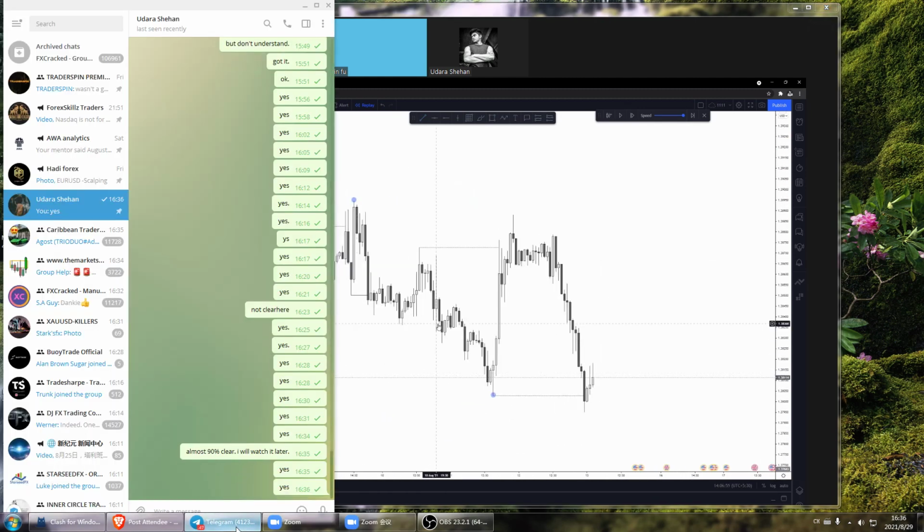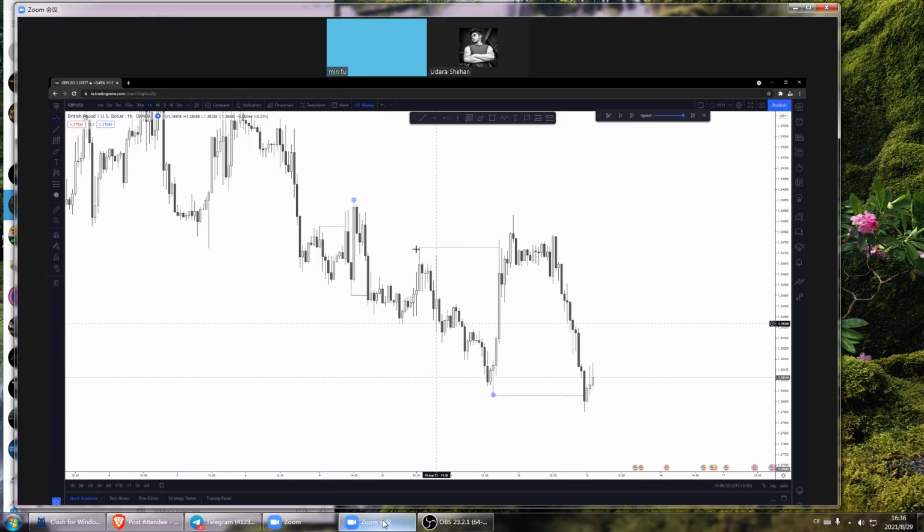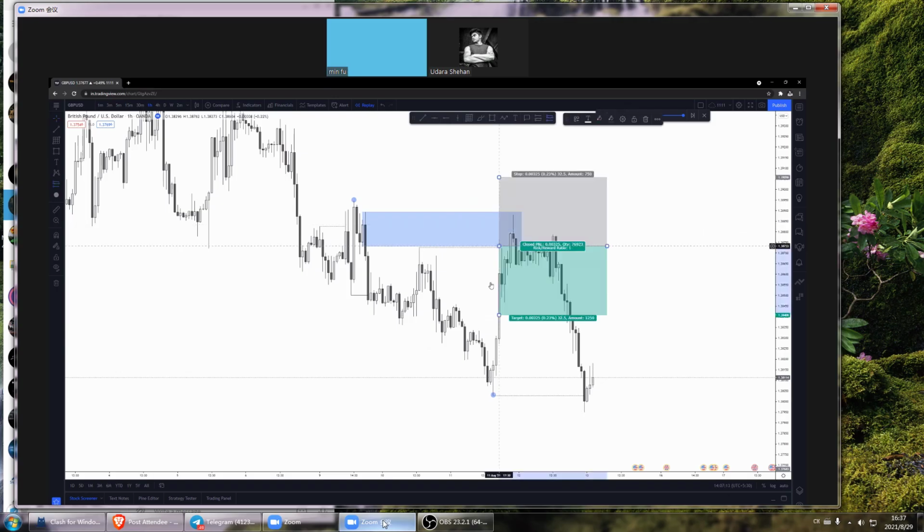Then what we should do is look for a point of interest above this inducement, like this. And remember, this is just a point of interest. We are not going to sell as soon as price taps here. We are not going to do this.